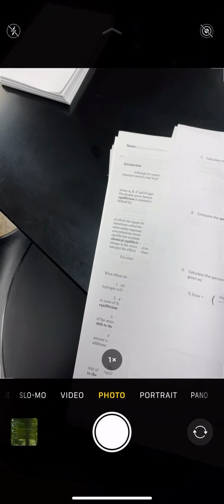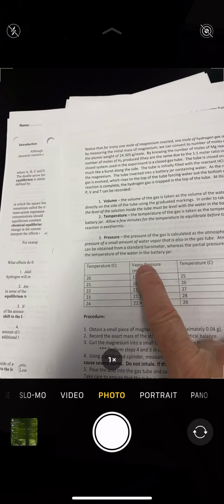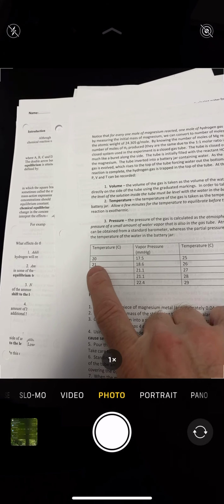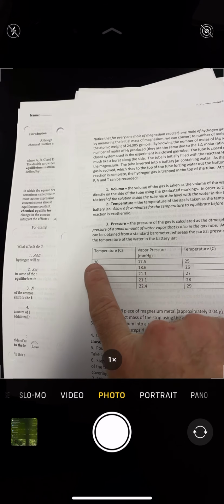And the temperature in the room is 18 degrees Celsius, which we would normally pull out vapor pressure from this table. So at 20 degrees, vapor pressure is 17.5 millimeters of mercury. 21, 22, so it only goes up from 20. So we had to kind of estimate, what is it at 18? It's cold in the lab today.